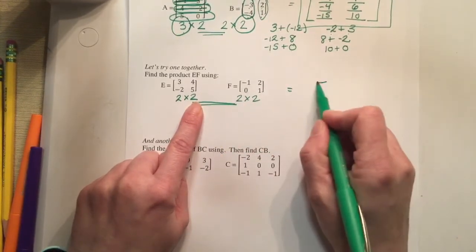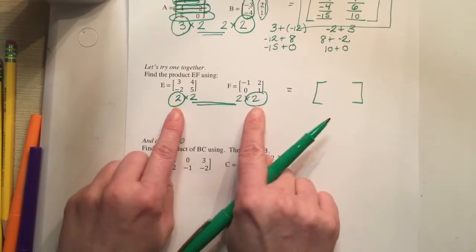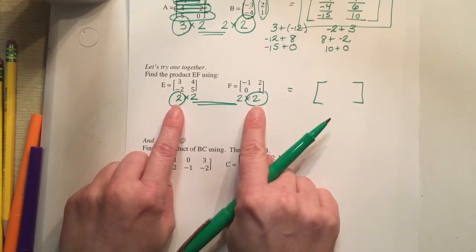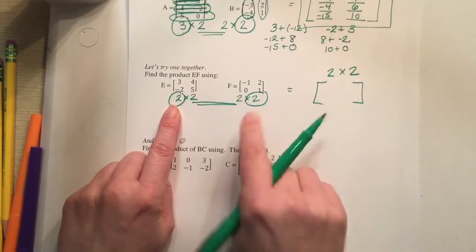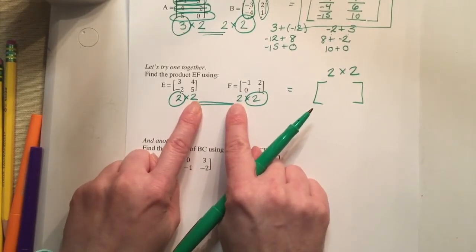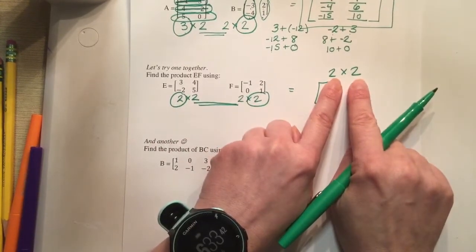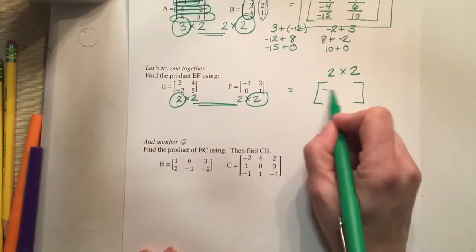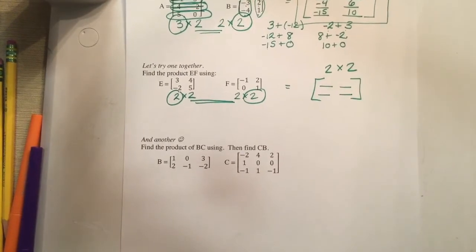To find out what my solution is going to be, you take the first and the last number when you stated your dimensions. So my solution has to be a 2 by 2. So again, the middle two numbers match. That just means I can find the product. These two numbers determine the size of my solution. So I have to be able to have 2 horizontal rows and 2 vertical rows.